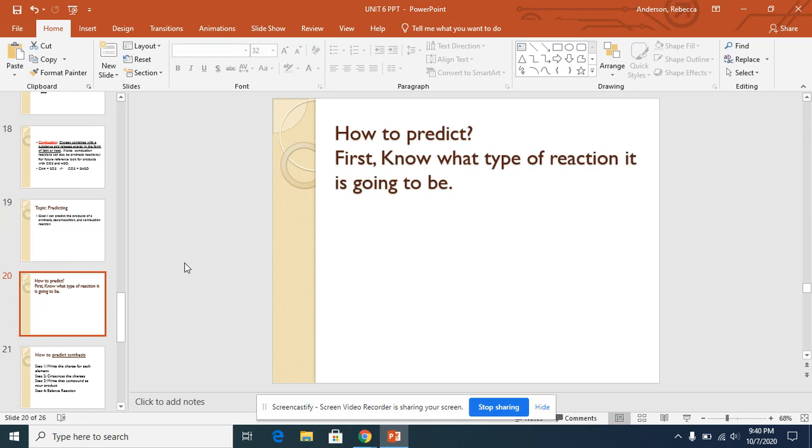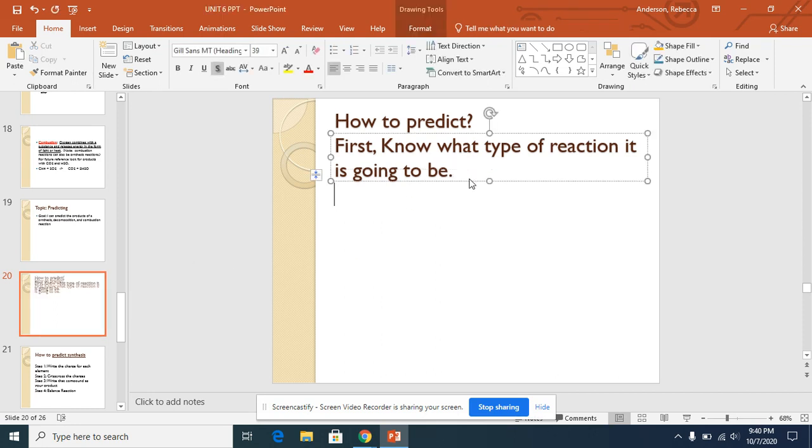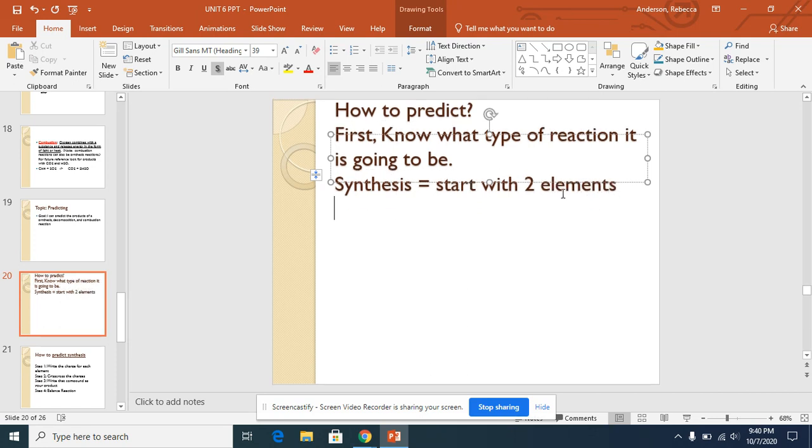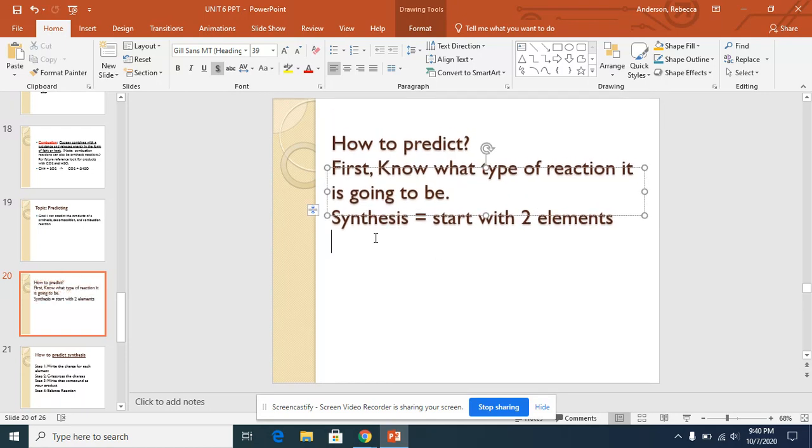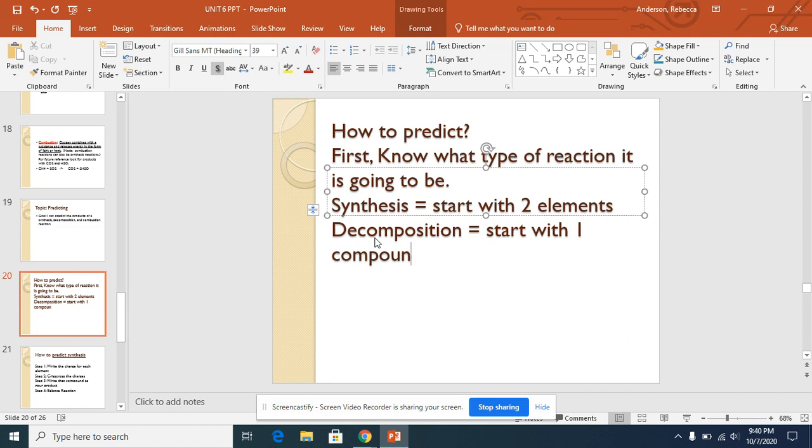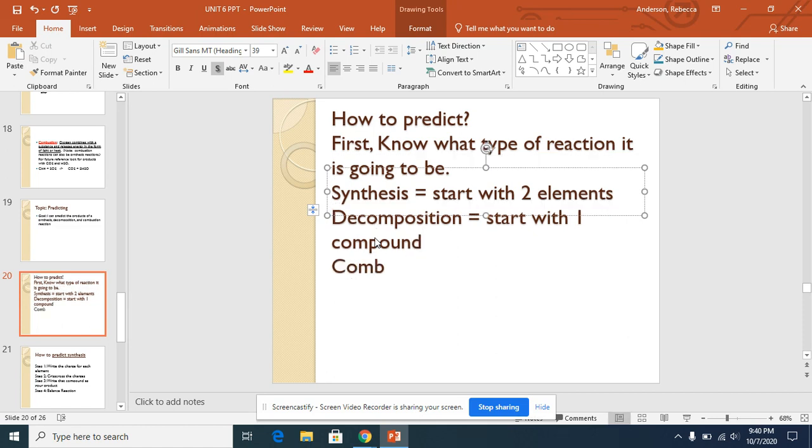So how do we predict? First, we need to know what type of reaction it's going to be. So just as a review, if it is a synthesis, it's going to start off with two elements. If it's decomposition, you will start with one compound. And for combustion, it only has C, H, and O. So you don't need to type these out. It's just a little brief review.